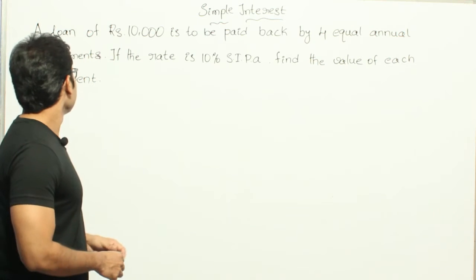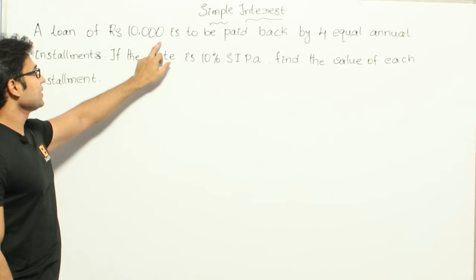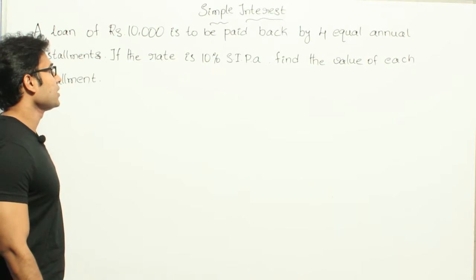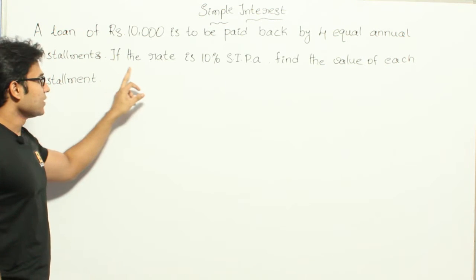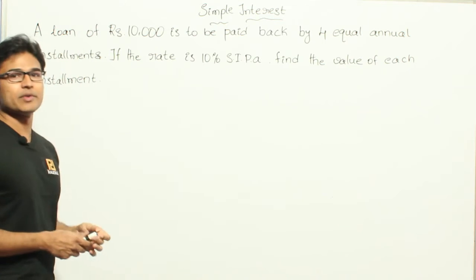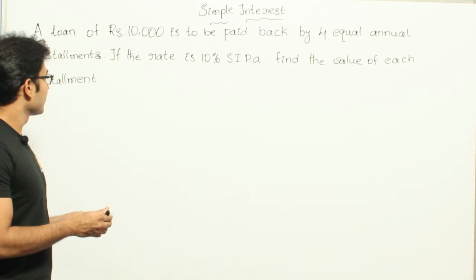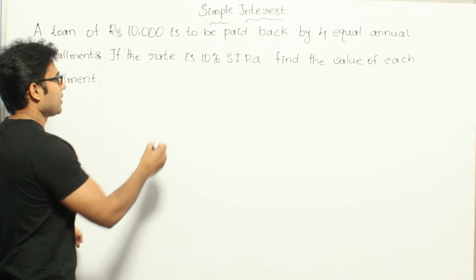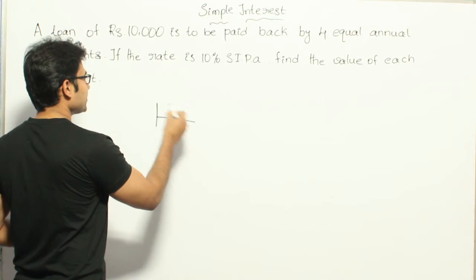Let's see this. A loan of rupees 10,000 is to be paid back by 4 equal annual installments. If the rate is 10% simple interest per annum, find the value of each installment. So they are saying that you have to pay back a loan of 10,000 rupees.